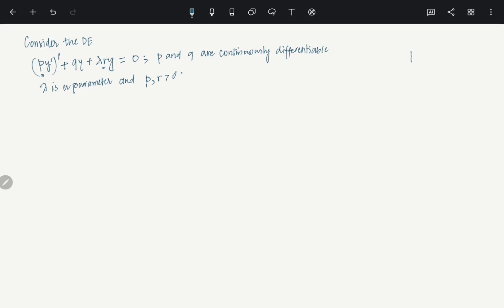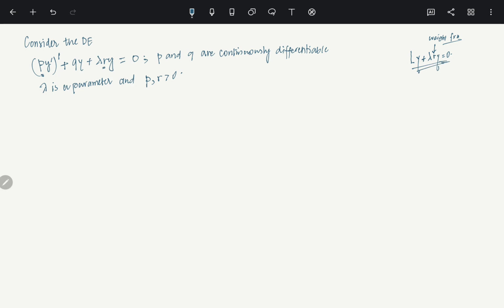We are going to write it like this: Ly plus lambda ry equals 0. Clear? The r corresponding to lambda will be called a weight function. This is called a weight function. We will write this operator like this: Ly plus lambda Ry equals 0.